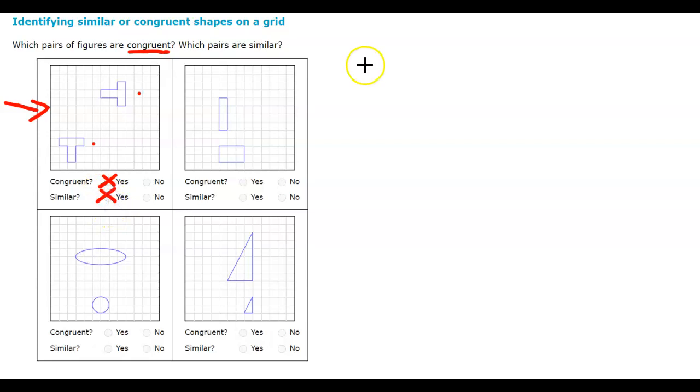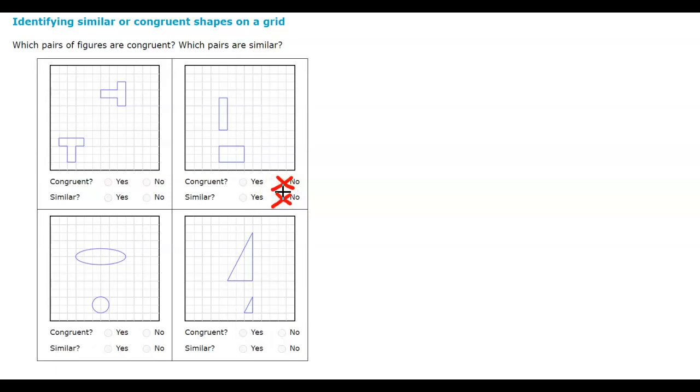So let's come on over to the one off to the side right here and we'll take a look at that. So let's check to see if they are congruent first. That means the exact same shape and size. They're different, so they're not congruent. Let's see if they're similar. Are they the same shape? They're both rectangles, but they're not the same shape. So they are not similar.